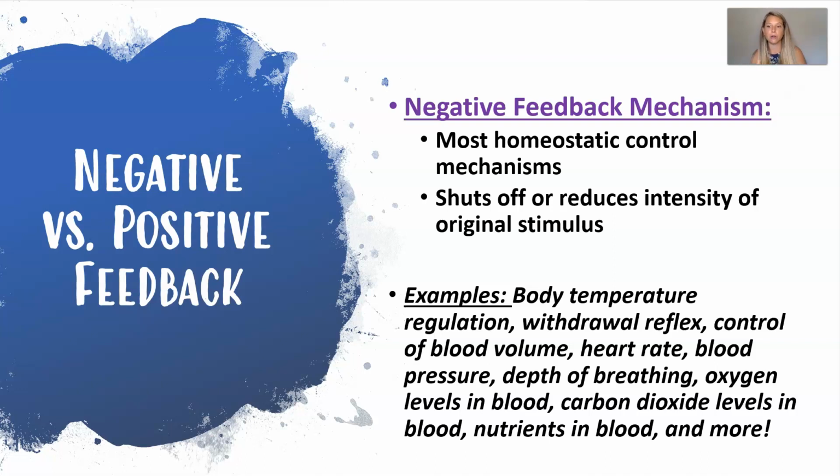Okay, so here are some examples: body temperature, withdrawal reflex, control of blood volume, heart rate, blood pressure, the depth of your breathing, oxygen levels in your blood, carbon dioxide levels, nutrients in blood, and more. Okay, so almost all of the feedback loops in your body are negative feedback mechanisms. So just for an example here, carbon dioxide levels. If carbon dioxide levels get too low in your body, then your body's response is to increase them. If carbon dioxide levels get too high in your blood, your body's response is to lower them, right? The response is in the opposite direction of the initial stimulus, which means it's a negative feedback loop.